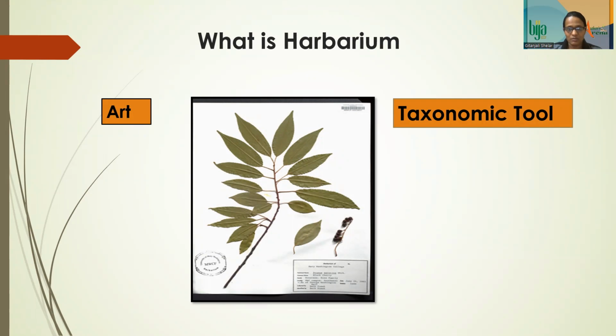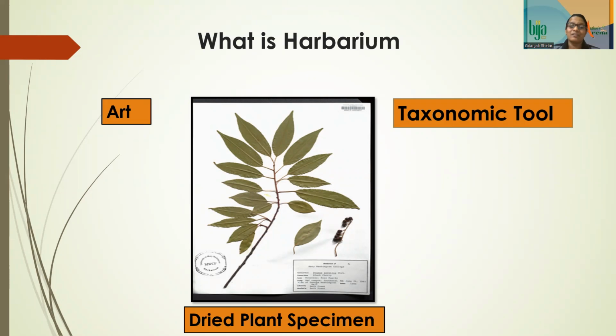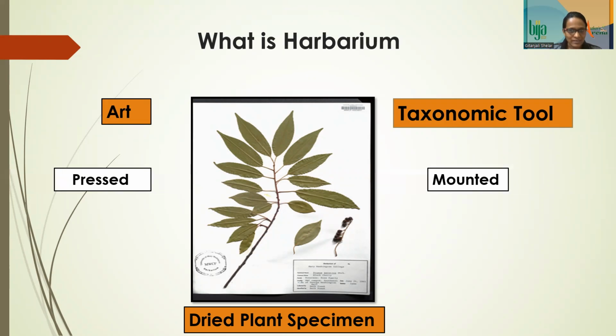Any kind of taxonomic study, when they are doing it, at that time this kind of tool is basically used. What is the herbarium? Herbarium is nothing but a dried plant specimen which gets pressed, mounted, and treated. So herbarium is one kind of dried plant specimen which gets pressed, mounted and treated. Okay, so this is the thing we call the herbarium.